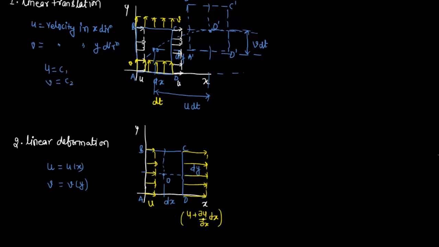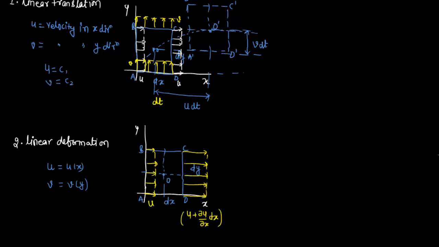You can see here del u by del x is simply the gradient of change, and when we multiply it by dx, this is the total change of velocity, that is del u by del x into dx. We are adding this change to the velocity u. So here the total velocity is u plus del u by del x into dx. So u is only a function of x, u is not a function of y here.